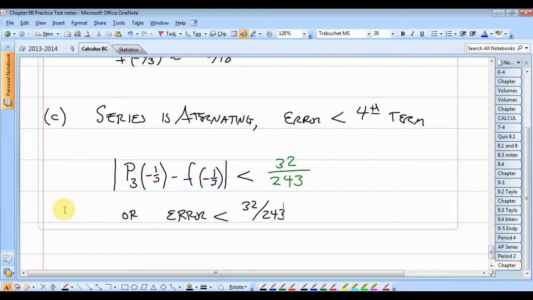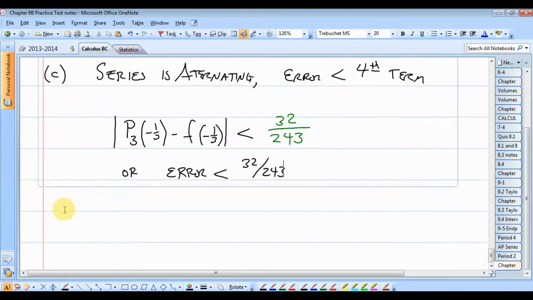Will there ever be a case where it's not alternating? Yes. Will we have to? Yeah, you should know how to do it. It's like question 2011. So what is the error if it's not alternating? It's the next term in the Taylor series, evaluated at the point of approximation, and using the maximum of the next derivative.